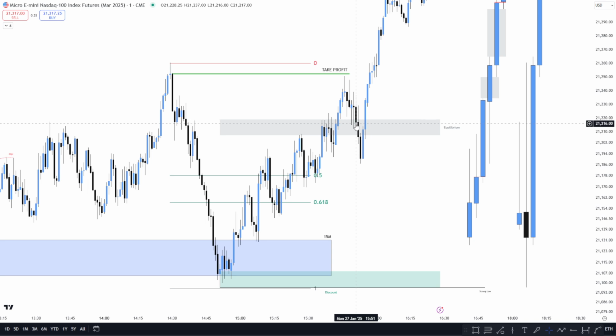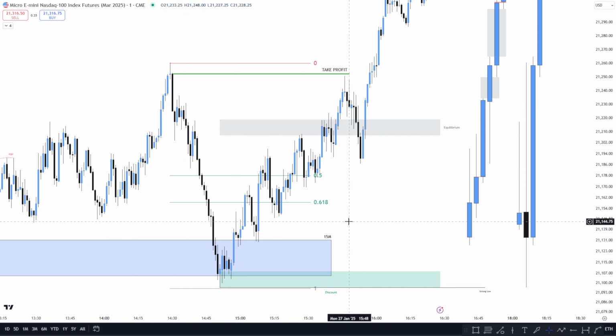market maker buy and sell model, just whichever one you're in. So we had the sell side come down, and then since we rejected off the 15, didn't go through it, we're going to look to buy back up, and that completes that market maker buy and sell model right there.